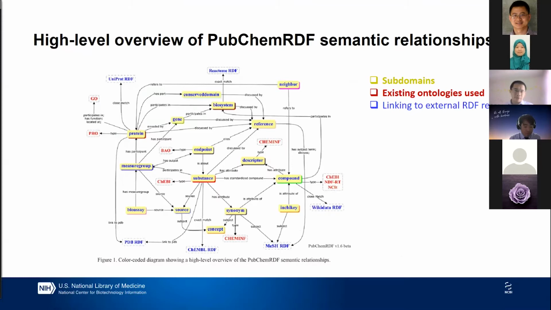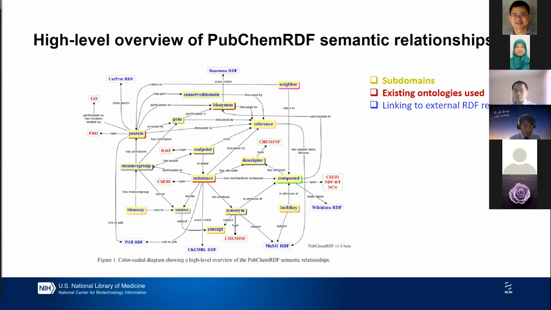In fact, PubChemRDF not only provides chemical semantic information, but also provides its related gene and protein targets, protein domains, bioassay experiments, biological pathways, and more importantly, their original provenance. This data is organized into 16 subgraphs or subdomains highlighted in yellow in the graph. PubChemRDF is also linked to external resources, such as Wikidata RDF, UniProt RDF, PDB RDF, and MeSH RDF, highlighted in blue.